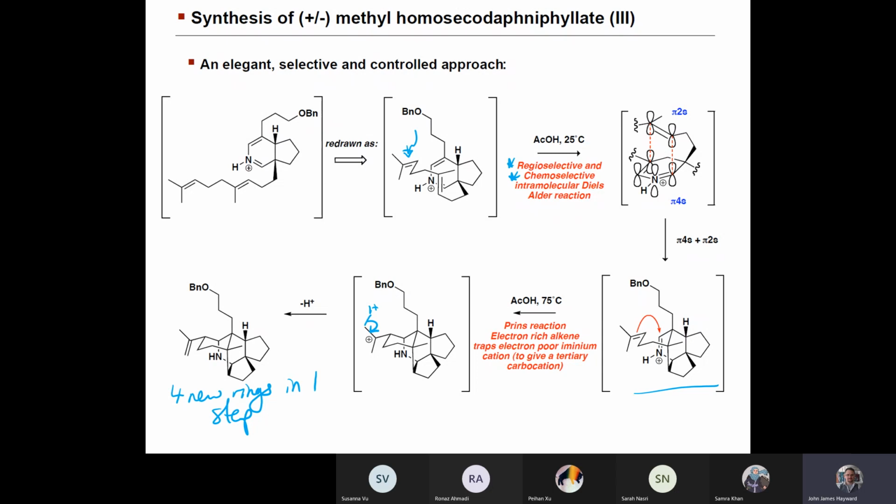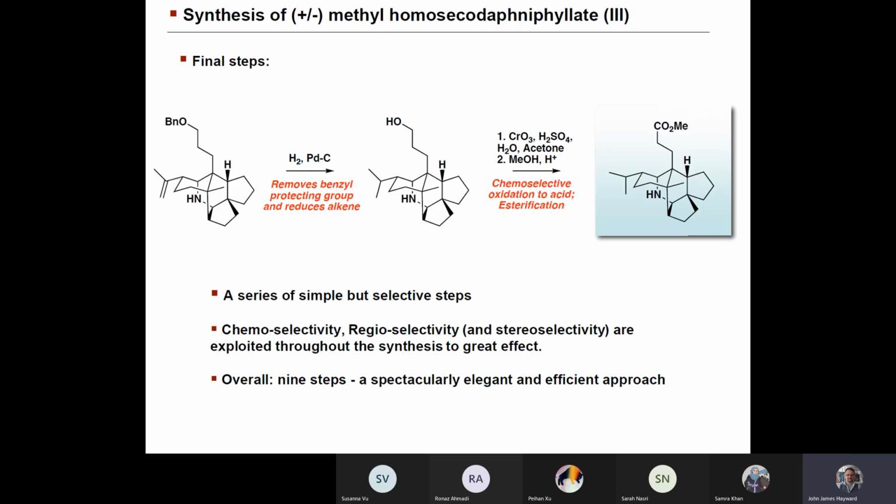How do we get through then to the final natural product? Well, first of all, hydrogen on palladium reduces the alkene, but it also removes the benzyl protecting group. Okay, I hope everyone knows this, but benzyl equals the benzene ring with a CH2, and it is removed by reduction.